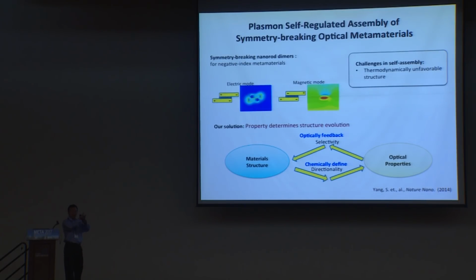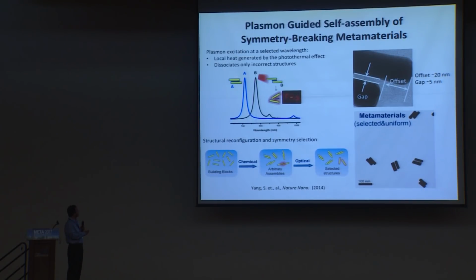Now, if you offset this at a different distance, they have a different resonance as well, with a different frequency. So what happens is we shine an optical beam to disassemble whatever undesired structure. Namely, let's say this is a desired structure, but if the structure assembles this way, this is not desired, and this is at a different resonance. So we shine a specific frequency that matches this, and the photothermal effect will disassemble it. Then only the right structure will survive.